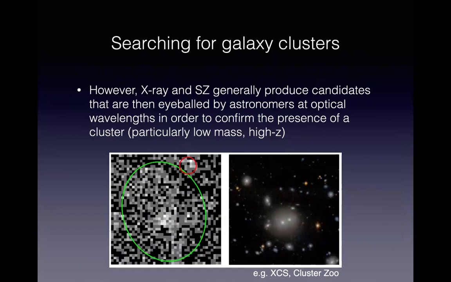However, X-ray and SZ generally produce candidates that are then eyeballed by astronomers at optical wavelengths in order to confirm the presence of a cluster. This is what I've done many a time with the XMM Cluster Survey. We see something like this, then look at an SDSS image or whatever, and go, yeah, that looks like a galaxy cluster. Sometimes instead it's a giant spiral galaxy nearby, or a set of AGN altogether, just along the line of sight. But we're looking for extended X-ray sources that correspond to some galaxies.